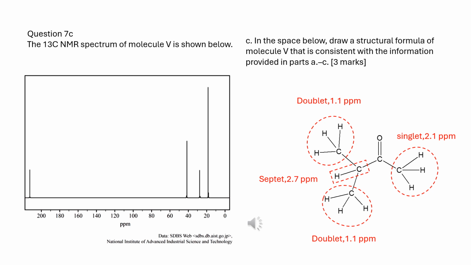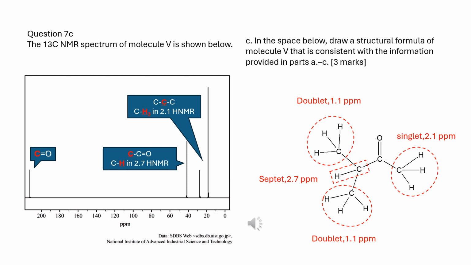Referring to the data book, we identify 210 as belonging to carbonyl, 41 as CH, 29 as methyl, and 19 as methyl. 41 corresponds to 2.7 in HNMR, which is split into peaks and 1 hydrogen. 29 corresponds to 2.1 in NMR, which is 3 hydrogens and a singlet. 19 corresponds to 1.1 in NMR, which is 3 hydrogens and a doublet.